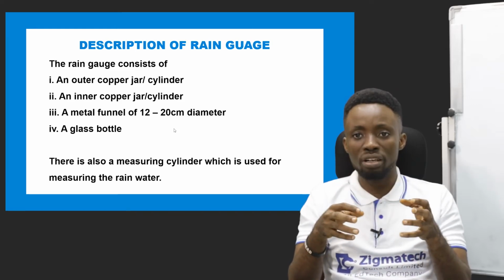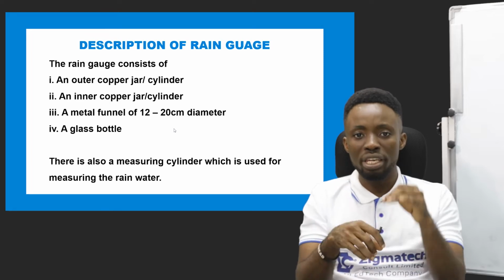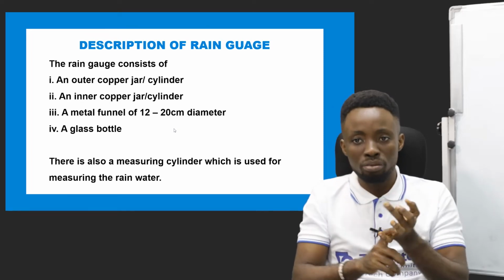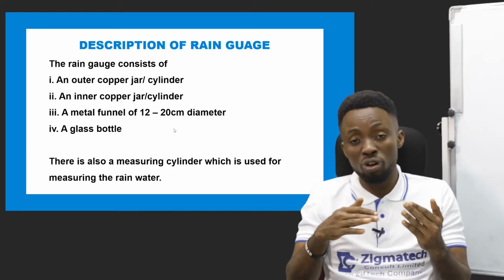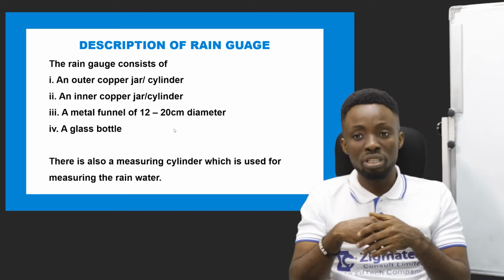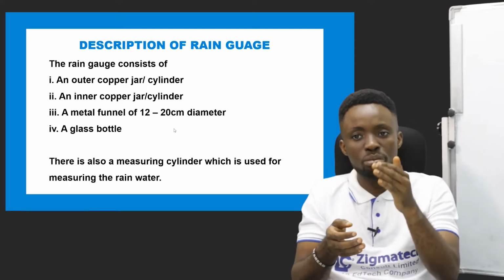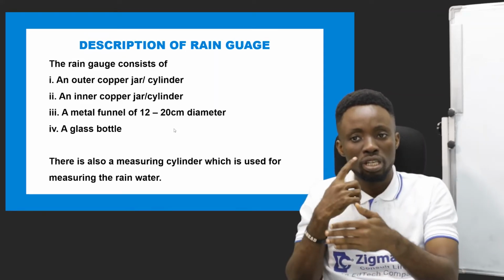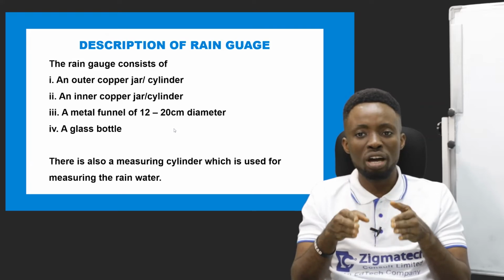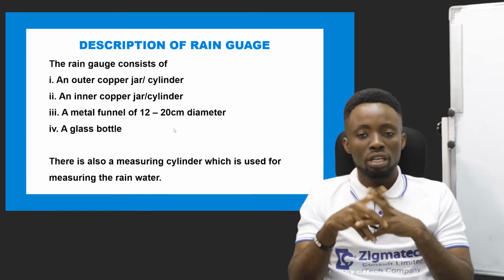The outer jar will be immersed into the ground, while the inner jar will contain the metal funnel that has a radius of about 6 to 10 centimeter, or a diameter of 12 to 20 centimeter. And then we also have a glass bottle that is usually calibrated.